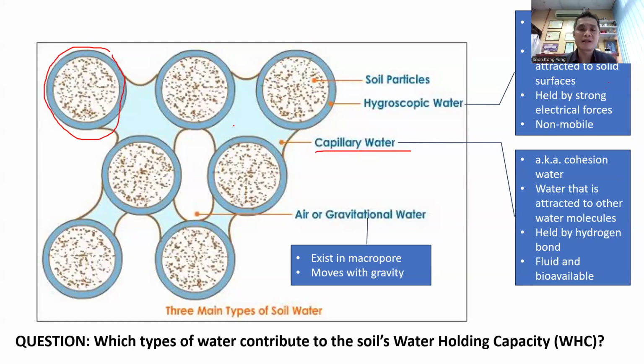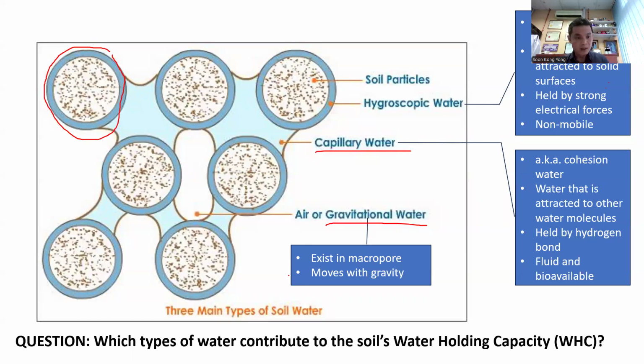Now there are many forces that dictate the movement of this water, which I did not cover, but generally these are the waters that you have. Oh, by the way, the last one, the air or gravitational water. Now the name says it itself: these are the waters that are trapped inside the soil, but they move with gravity. Why? Because the pores are big enough that they allow the gravity force to interact. So whether or not that water counts as capillary water or gravitational water actually depends on how small the pores are in between the soil particles.